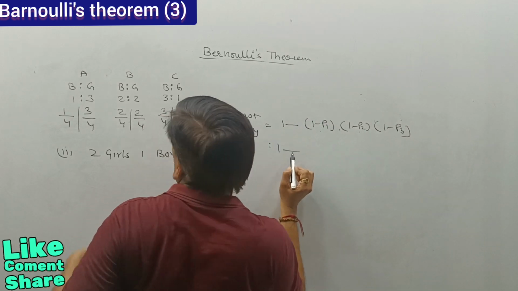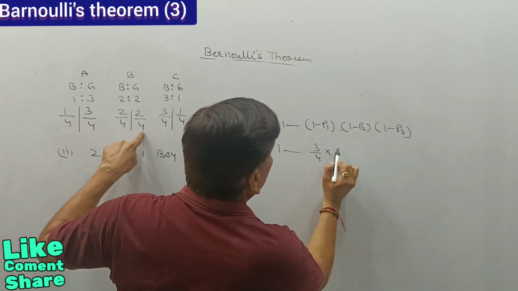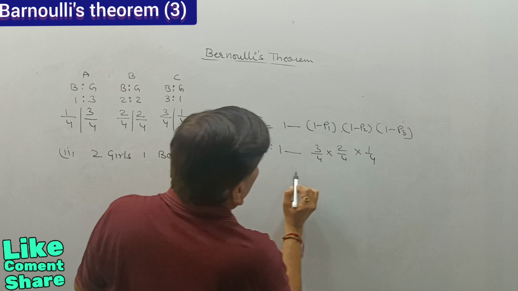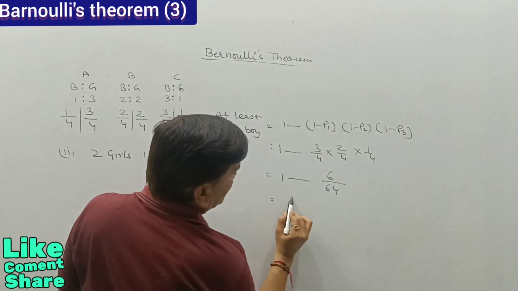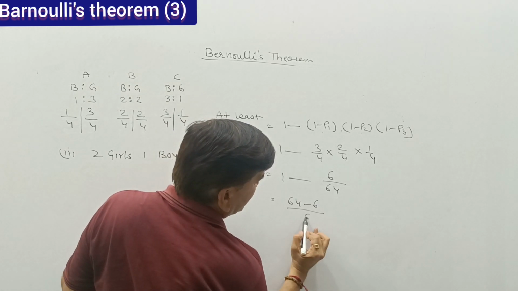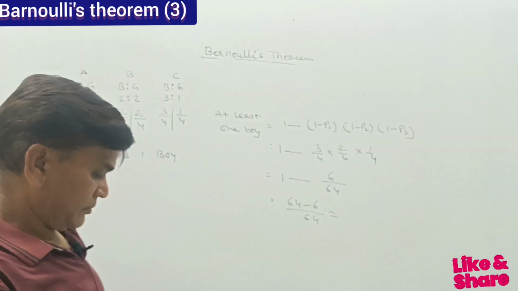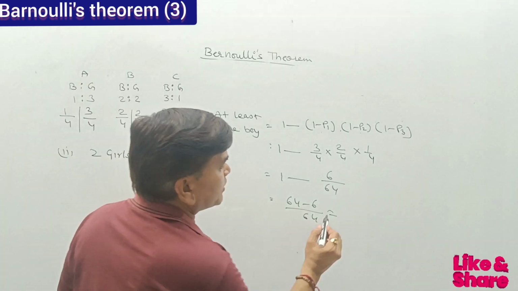So in first no boy, so 3 upon 4. In second no boy, 2 upon 4. And third no boy, 1 upon 4. So that will be 1 minus 6 upon 64. So that will be 64 minus 6 upon 64, which is 58 upon 64.